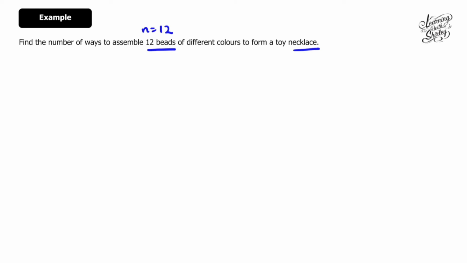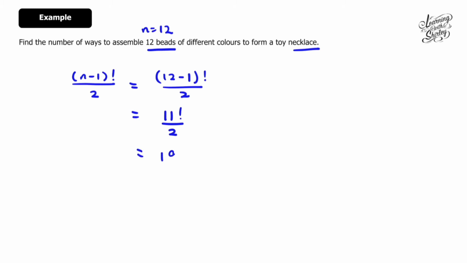So we're going to use the formula (n minus 1) whole thing factorial over 2. And n is 12, so 12 minus 1 whole thing factorial over 2, which means it's 11 factorial over 2, and it equals, okay, press the calculator, you will get 19,958,400 ways. And this is the answer.